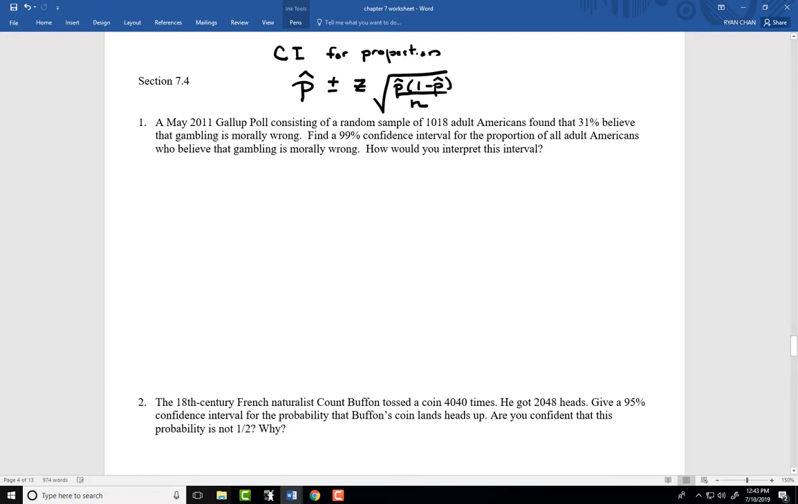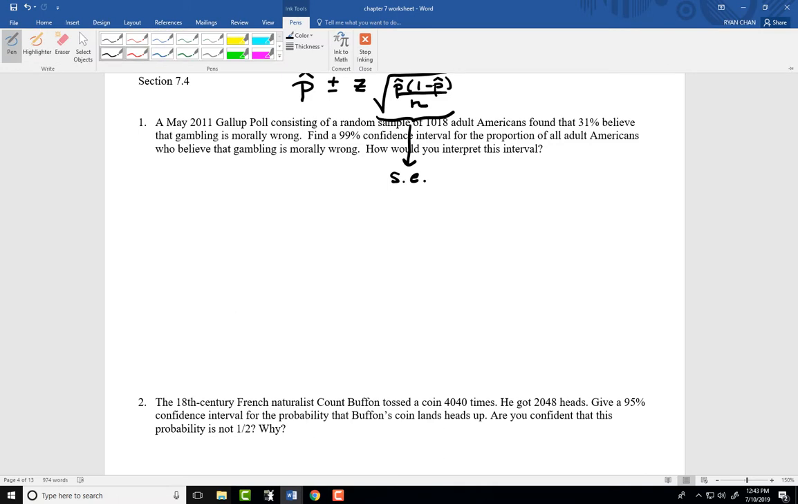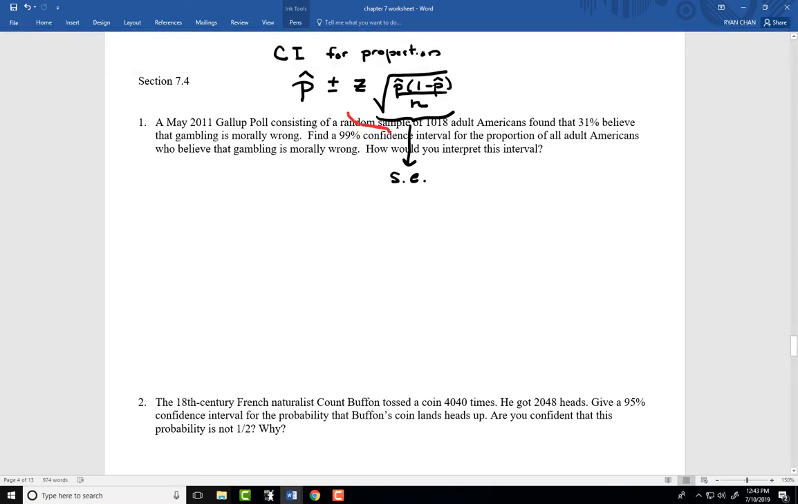So let's talk about what this means. This is what's called your standard error. If you lump the two together, z times SE, everything in the plus and minus is called the margin of error. You can pause this video to write that down, but I will erase this shortly because I need room to write this out.